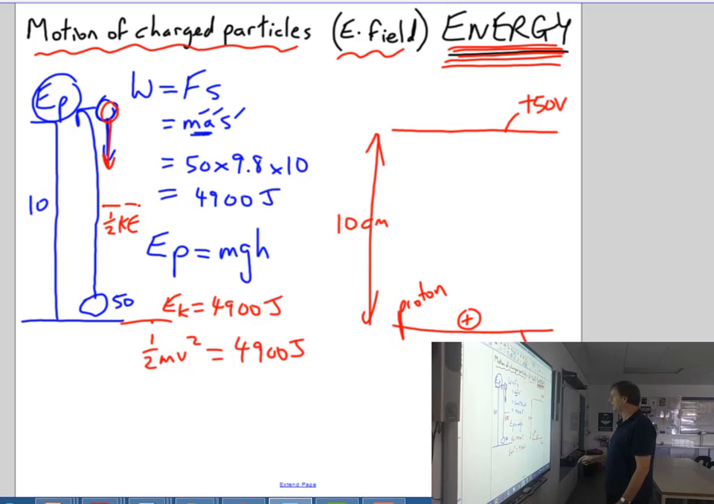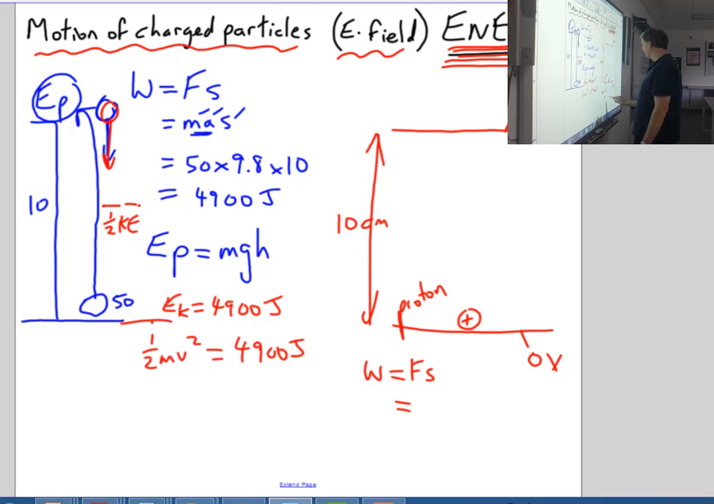According to the formula, we should be doing work equals Fs, same as before. This time it's an electrical force, so Eq could be used here rather than ma. And the distance is this distance here, which is often given the symbol d, the distance between the plates. So you could use Eqd to work out the work done to move the proton from the bottom plate to the top plate in joules. And E would be the electric field strength. Now electric field strength is actually delta V on d. You've got a formula for that.